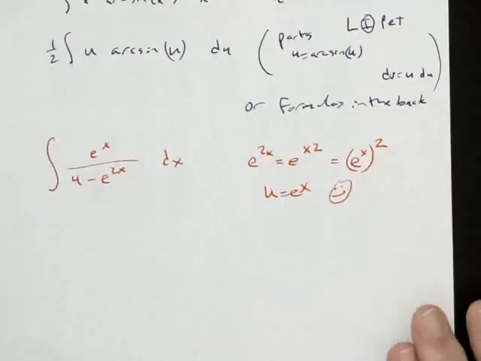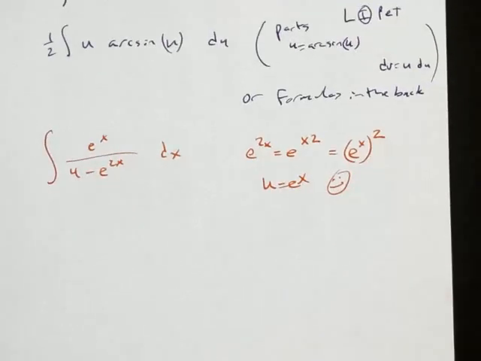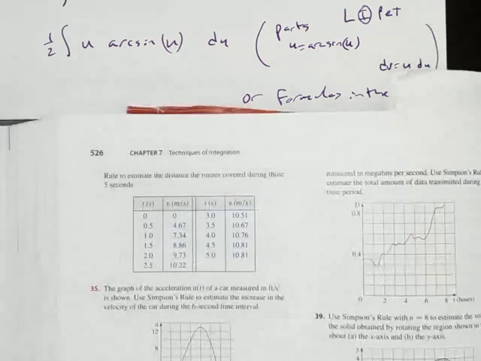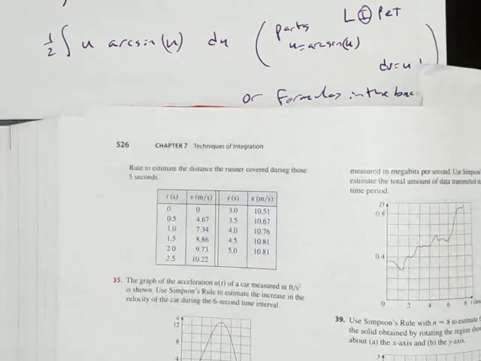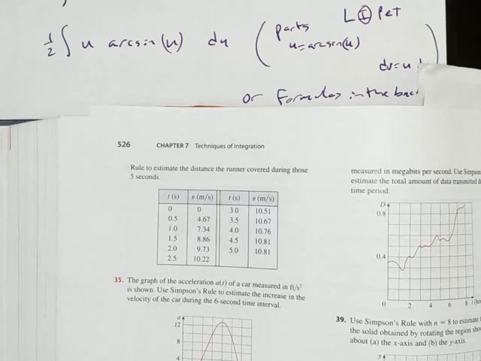Section 7.7, number 34. Figure out how far the runner went during those 5 seconds, right? Yeah. Okay, this time we've got a table. Which rule do we want to use? Okay, so that's the one with the delta x over 3, and then it's 1, 4, 2, 4, 2, 4, 2, all of those, right? Okay.